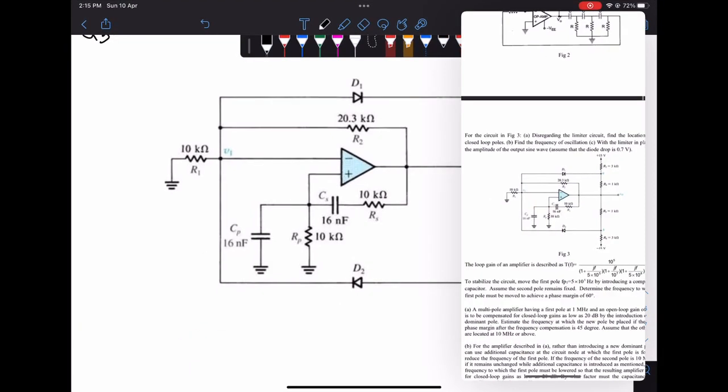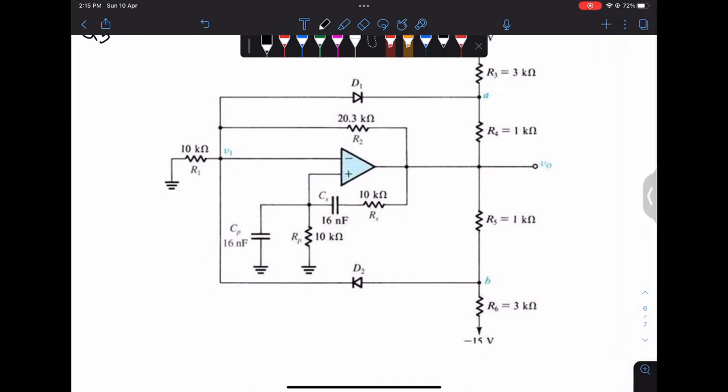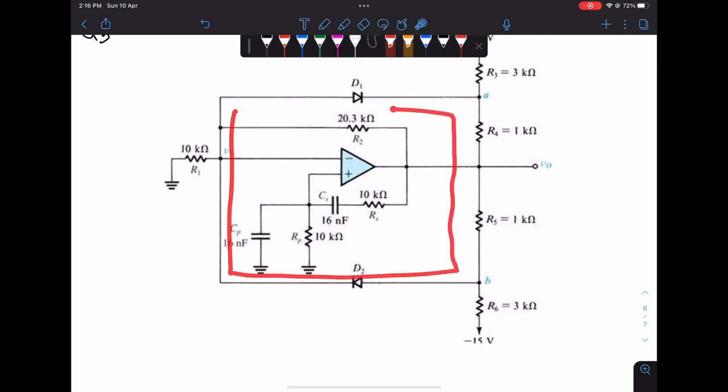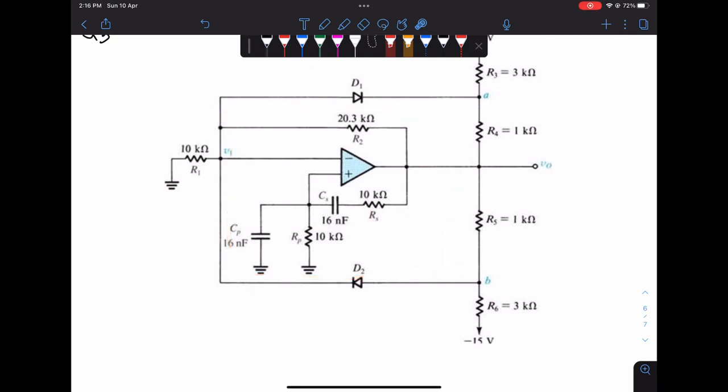Yeah, we are dealing with third question. So it is a Wien's bridge oscillator. First we are doing without the limiter case, only that part. And just redraw that circuit.